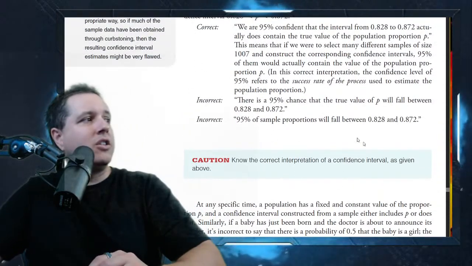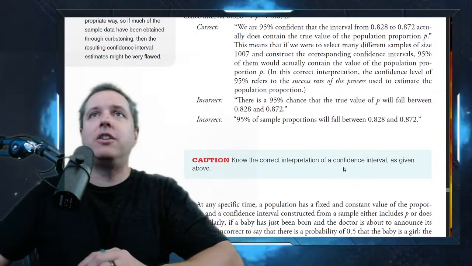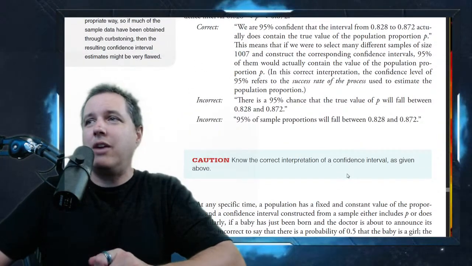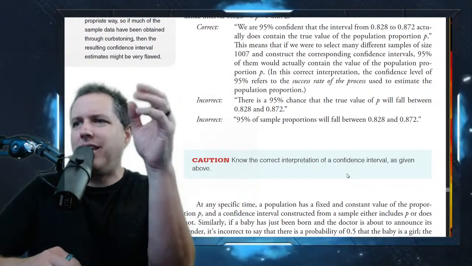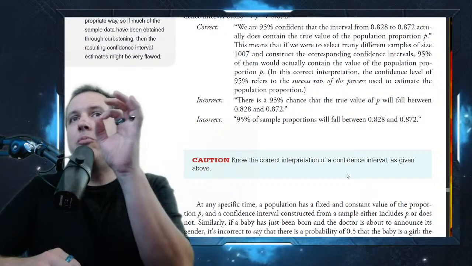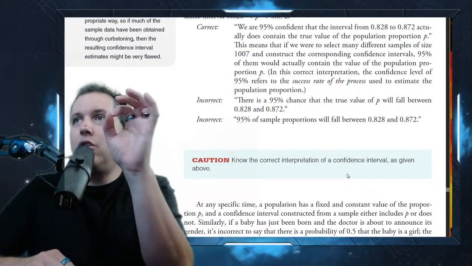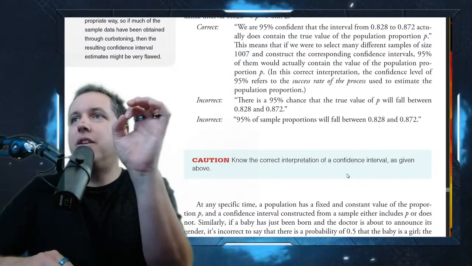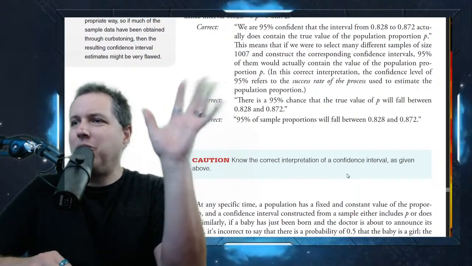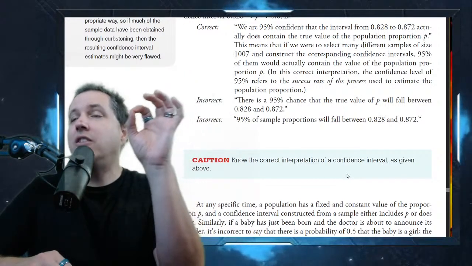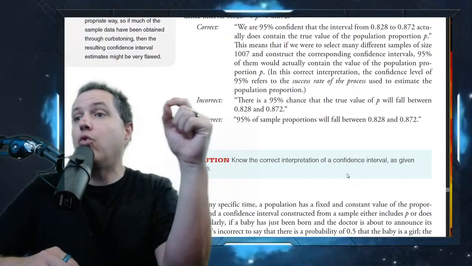And they even caution in the book, know the correct interpretation. If you use the wrong language, I know a lot of times people think, why is my math teacher making such a big deal about language? This is an English class. But once you learn enough of this and you're comfortable with it, you look back and realize that what I was saying didn't even make sense. It was totally illogical and oftentimes just mathematically wrong.